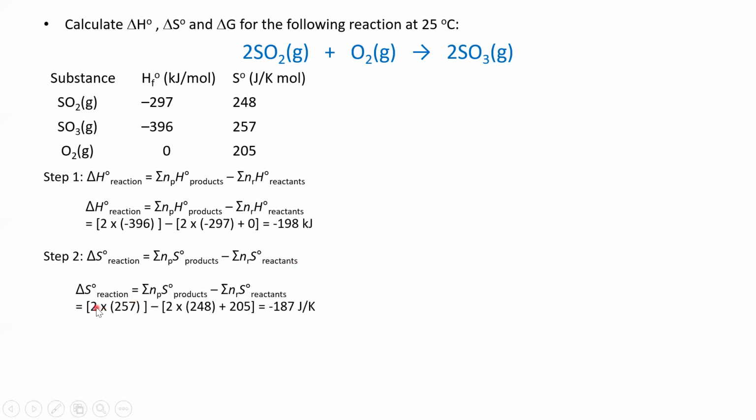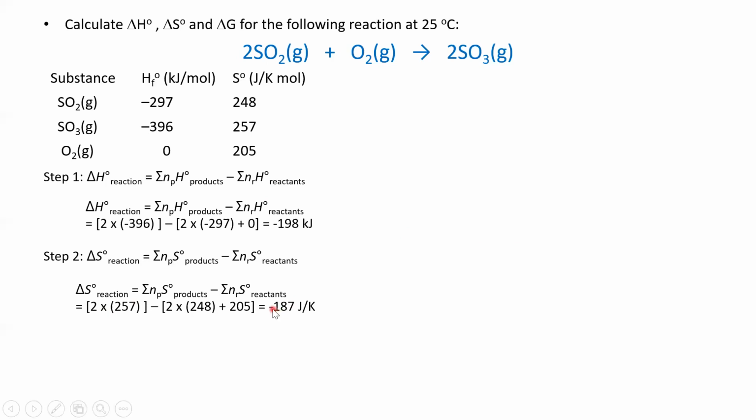Okay, so we're taking 2 times the sulfur trioxide. That's the sum of our products. We're going to subtract 2 times the sulfur dioxide plus 1 times the oxygen. And we're going to get a negative 187 for our delta S of the reaction, our entropy change for the reaction.